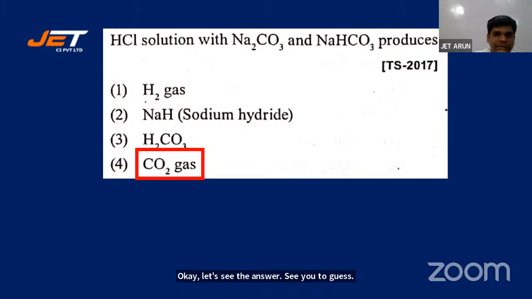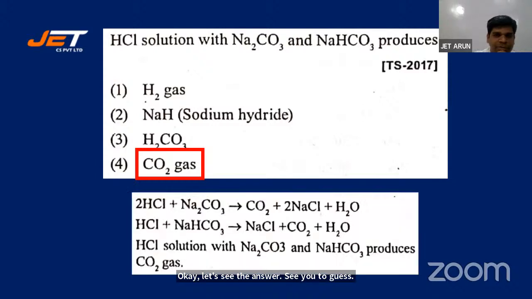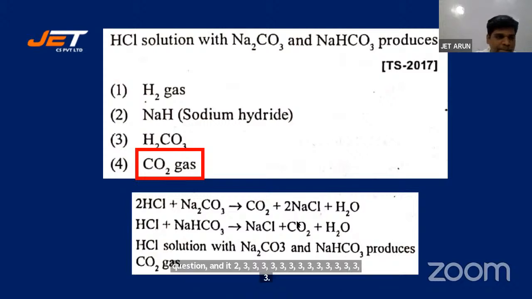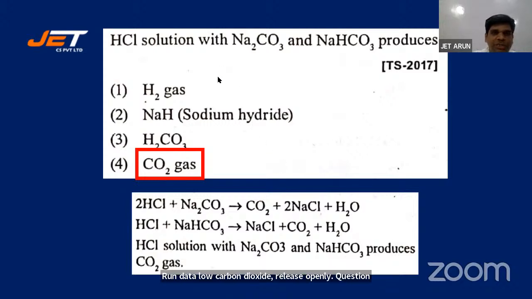All right, let's go for the next. Here are the equations given. These equations you can find in the textbook. They show what happens when HCl reacts separately with Na2CO3 and NaHCO3. In both, carbon dioxide is released. The question is: when HCl solution reacts with Na2CO3 and NaHCO3, which gas is produced, or what is the product formed?